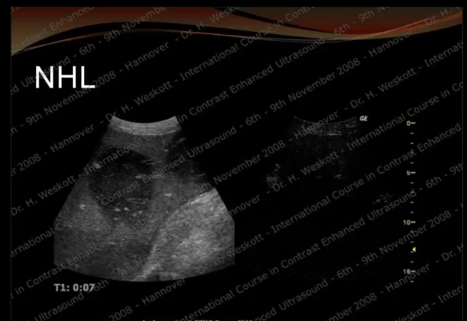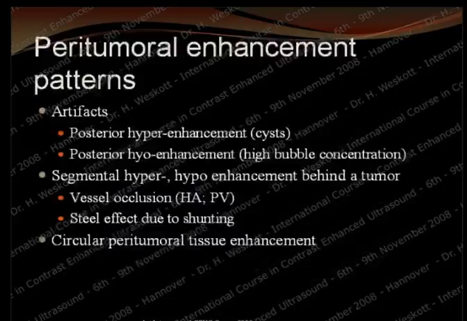through. Okay, and from this behavior, you can say this is a non-Hodgkin lymphoma, because non-Hodgkin lymphomas respect the course of the vessels. So this is rather typical behavior. We also have some of the non-Hodgkin lymphomas and then we have a phenomenon that we named peritumoral enhancement.